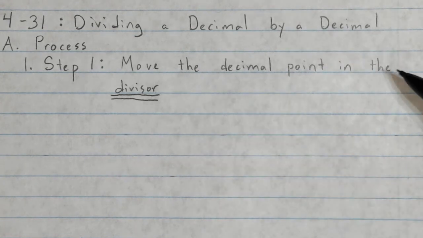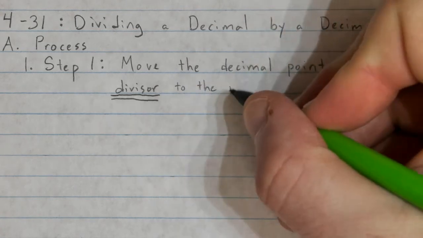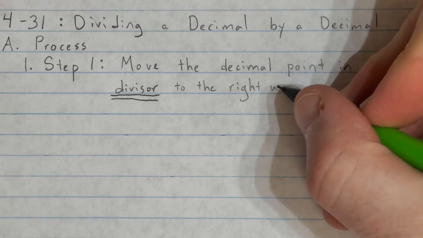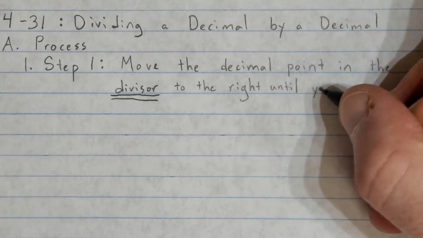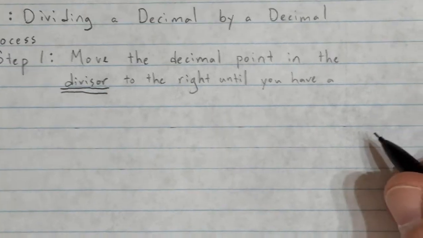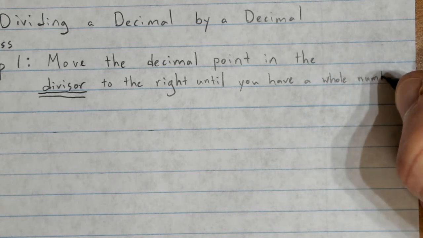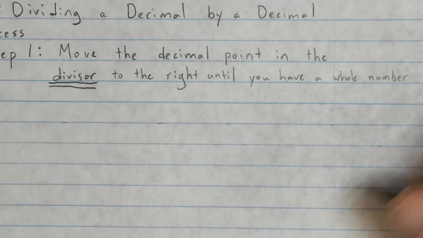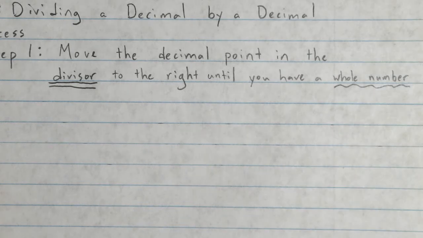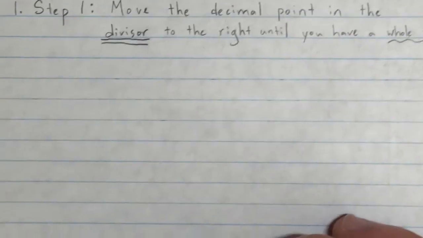You're going to move the decimal point in the divisor to the right until you have a whole number. I'll have to go on the margin on this one. A whole number. Now that part's pretty important. You want to make sure you have a whole number here. Let me show you what this is going to look like.